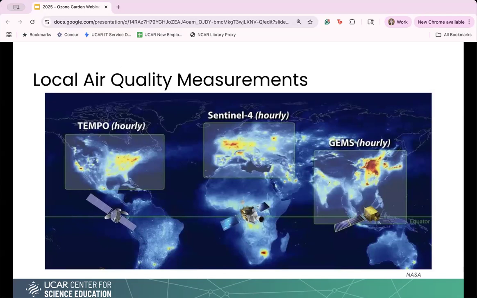Tempo looks hourly, Sentinel looks hourly, and also GEMS looks hourly. So it's a great way to also get another observation point for seeing what surface level ozone is at that point, or what it has been.